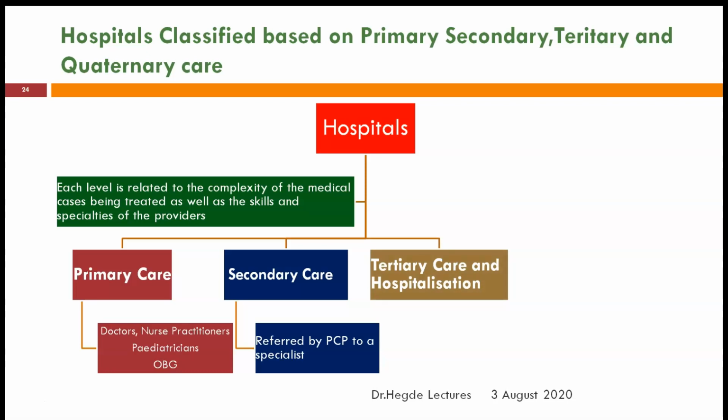And tertiary care and hospitalization is required when the patient has to meet two or more specialities. For example, he may have diabetes and hypertension, and he may have one more existing condition, that the kidney is not working properly. So he has to meet a nephrologist or urologist. Sometimes a kidney surgery is required, and the urologist will be seeing to that.